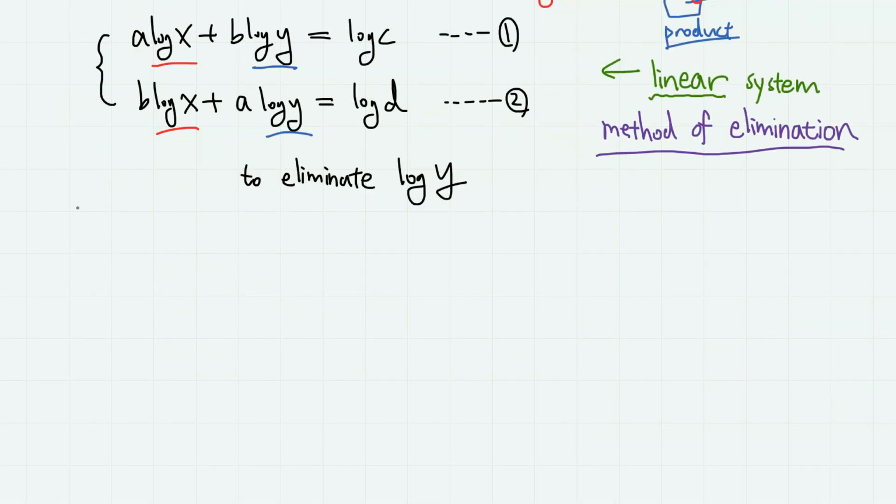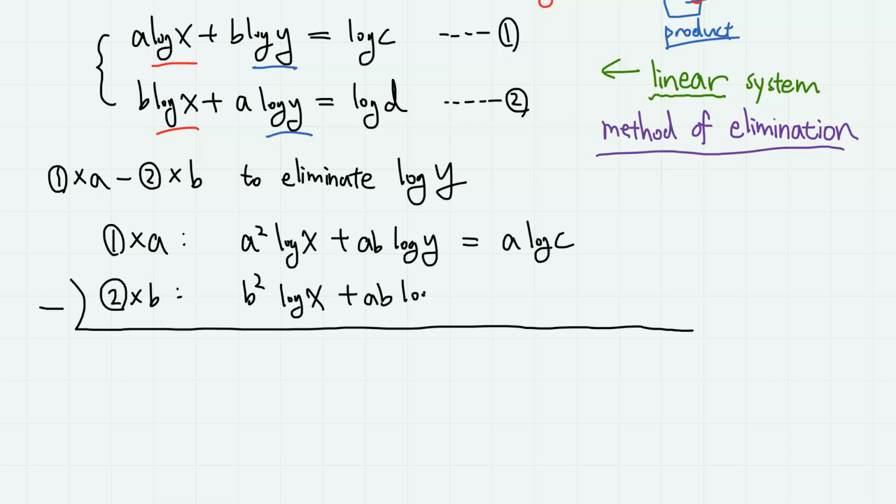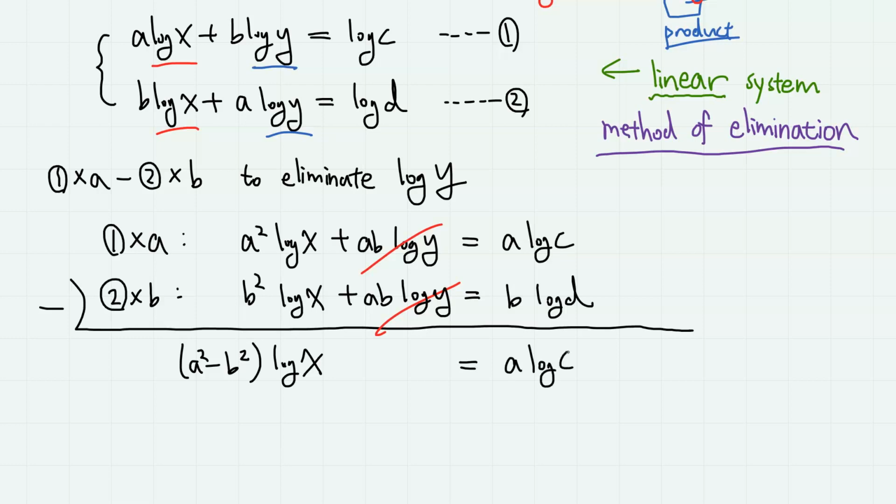In order to eliminate log y, we must perform equation 1 times a minus equation 2 times b. So for 1 times a, we have a squared log x plus ab log y equals a log c. And for 2 times b, we have b squared log x plus ab log y equals b log d. If we do the subtraction, the log y terms cancel out, and we have a squared minus b squared times log x equals a log c minus b log d.